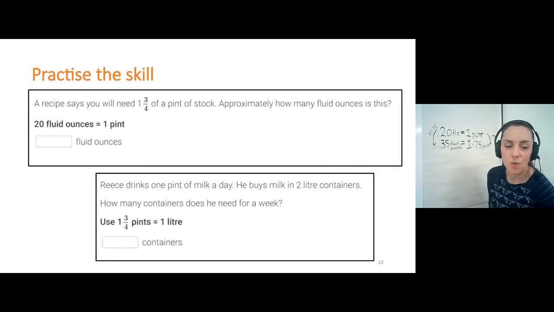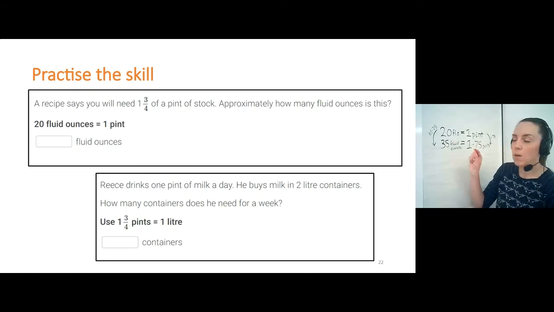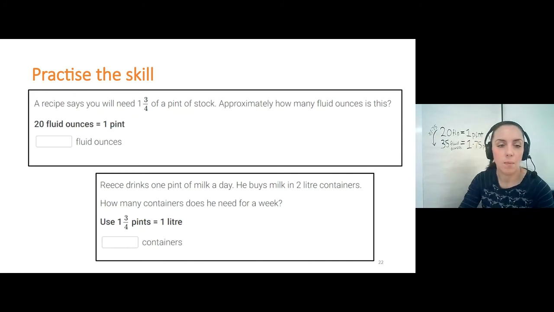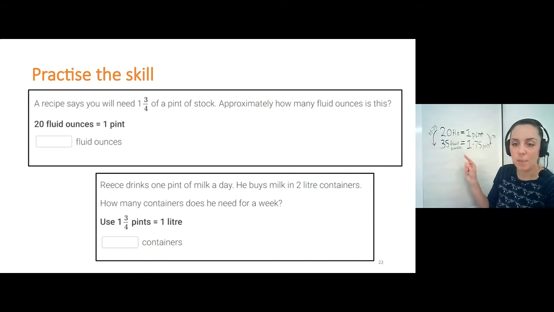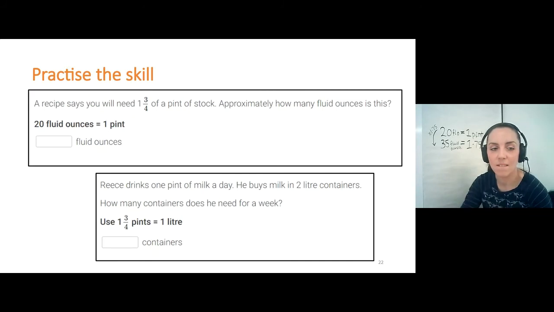So let's look at the last question. This is the last question for today as well. You do the same at the other side. Yeah, absolutely. So we recognised that the 0.75 was your 3/4 bit. So 1 3/4 is going to be 1.75 pints. Is that okay?